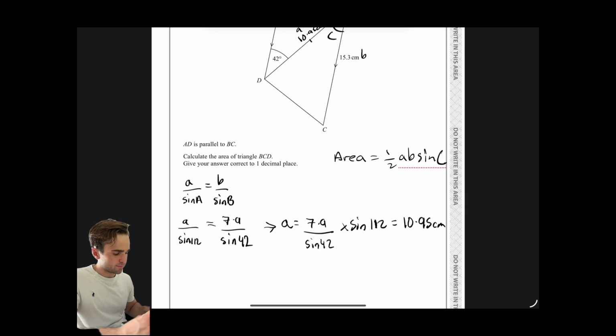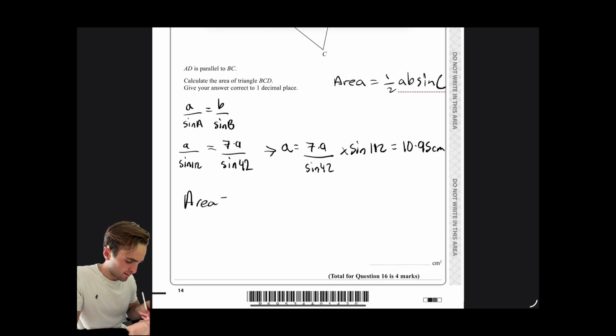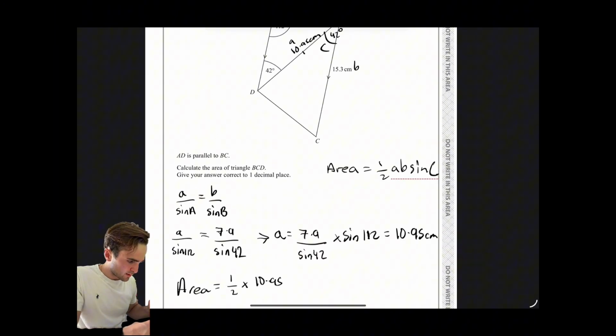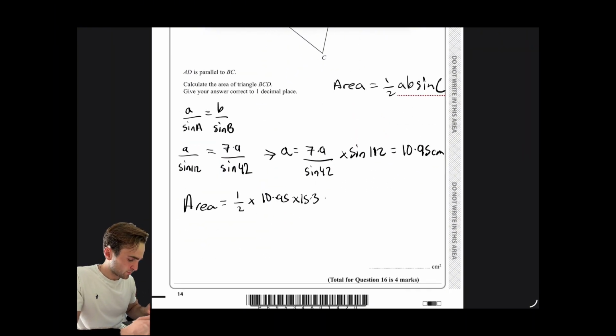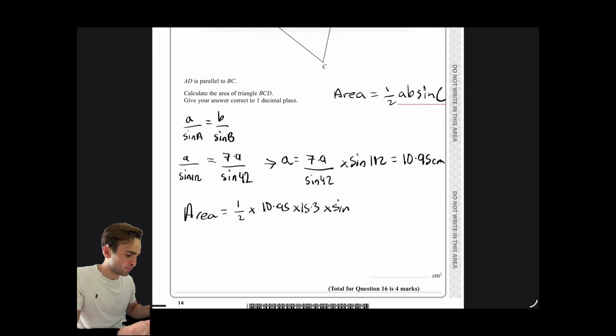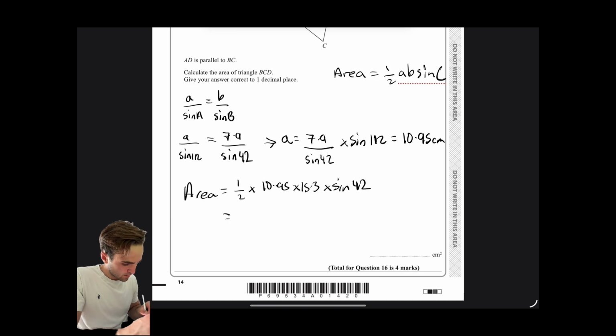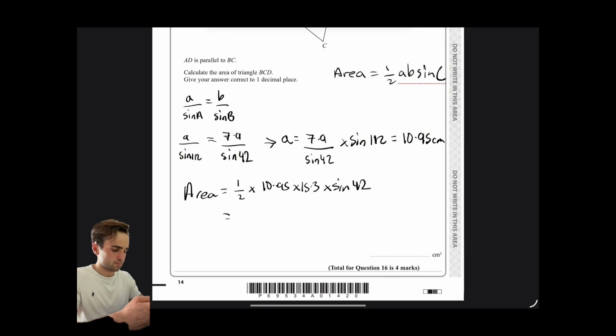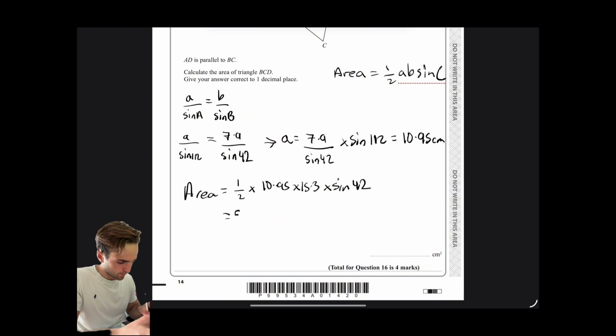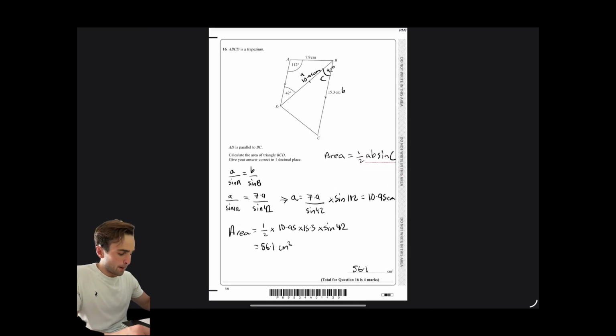We'll use our area. So the area is 1/2 times 10.95 times 15.3 times the sine of the angle 42, which is 56.1 centimeters squared. So that's our answer, 56.1. Question 16, banged out, 4 marks, come on.